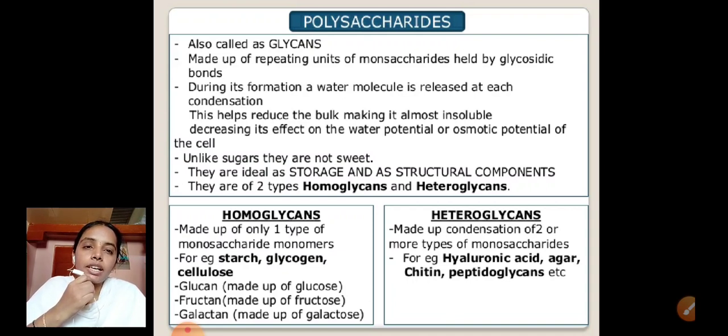The homopolysaccharides or homoglycans are made up of only one type of monosaccharide monomer. For example, starch, glycogen, cellulose. Whereas heteroglycans or heteropolysaccharides are made up of the condensation of 2 or more types of monosaccharide. Examples: agar, chitin, peptidoglycans, hyaluronic acid, etc.